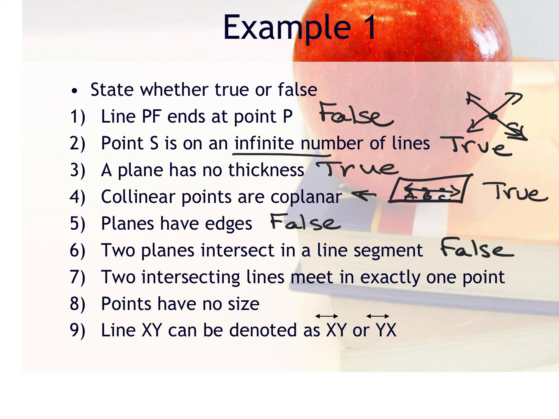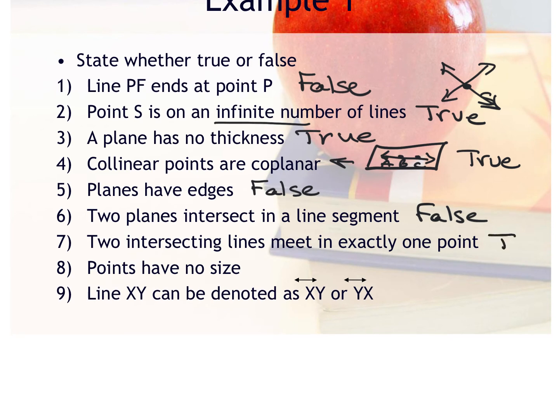2 intersecting lines meet in exactly 1 point. This one is true. Because again, you intersect them, they will never meet in more than 1 point. So it's always exactly 1 point. Points have no size. True.